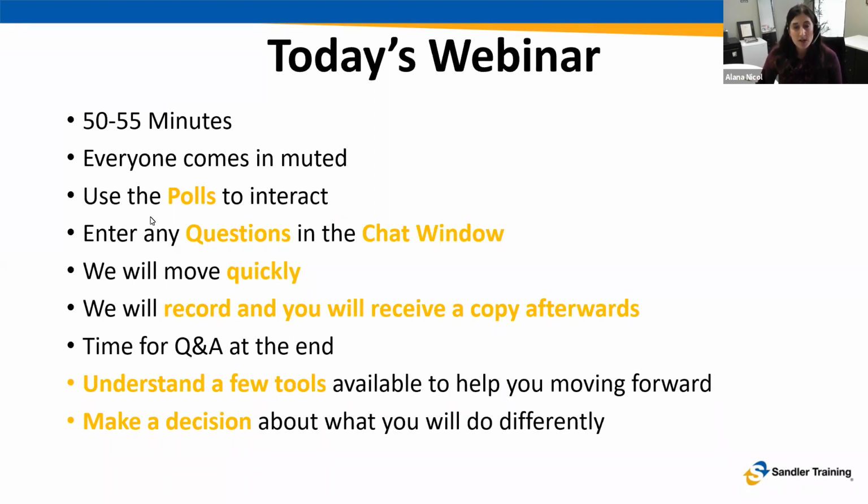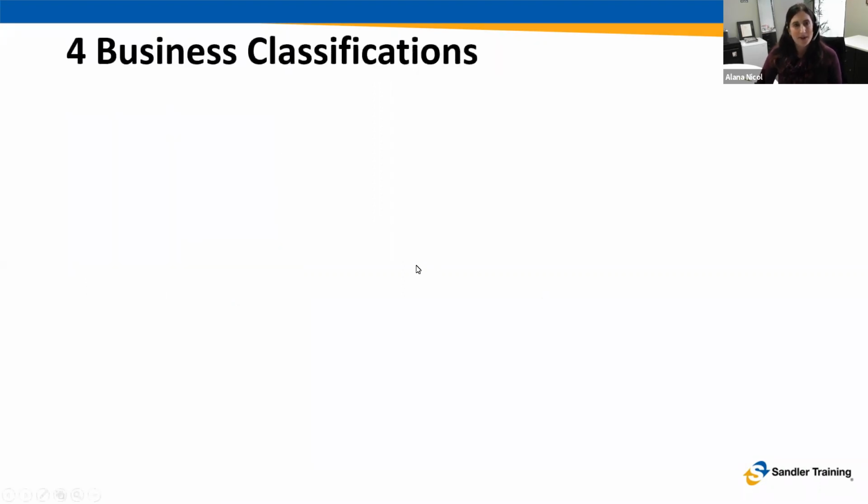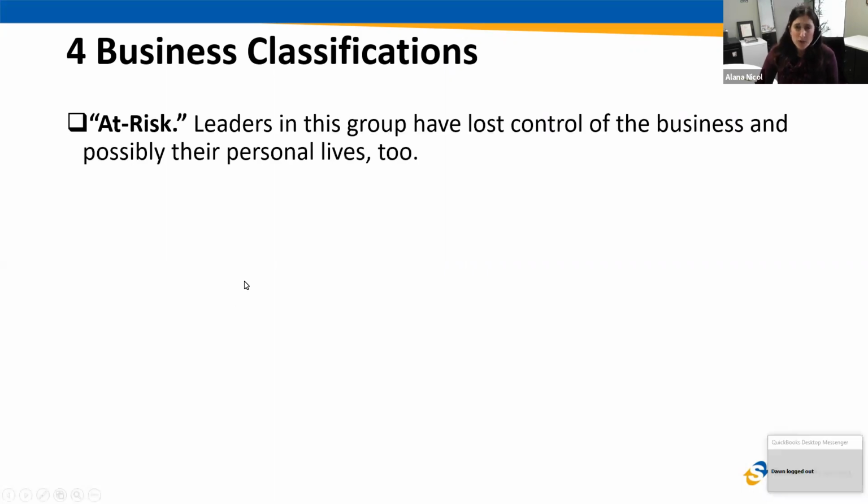So the first thing I want to talk about today is the type of businesses. There are 4 different business classifications. Just about any business could fit into one of these 4. So let me explain each one of them, and then we're going to start thinking about where your business might be. The first one would be a business that we call at risk.